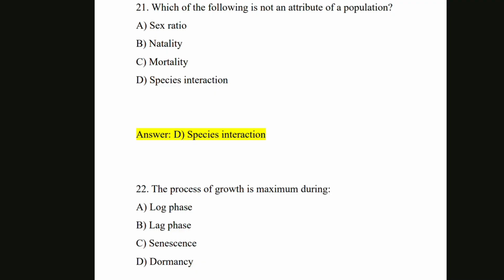21st question. Which of the following is not an attribute of population? Option A, sex ratio. Option B, natality. Option C, mortality. Option D, species interaction. The correct answer is option D, species interaction.